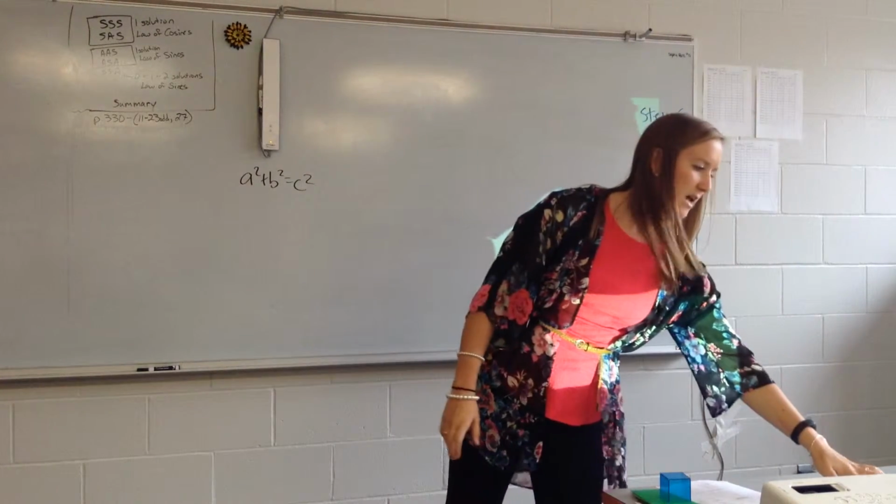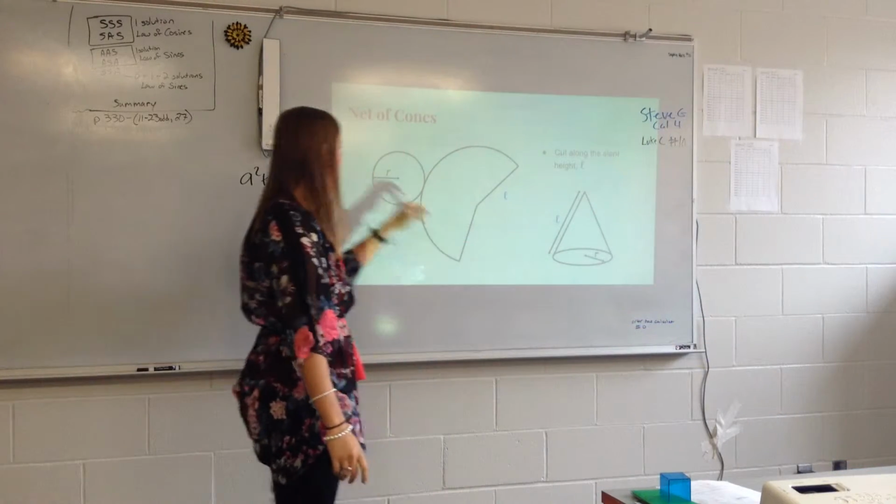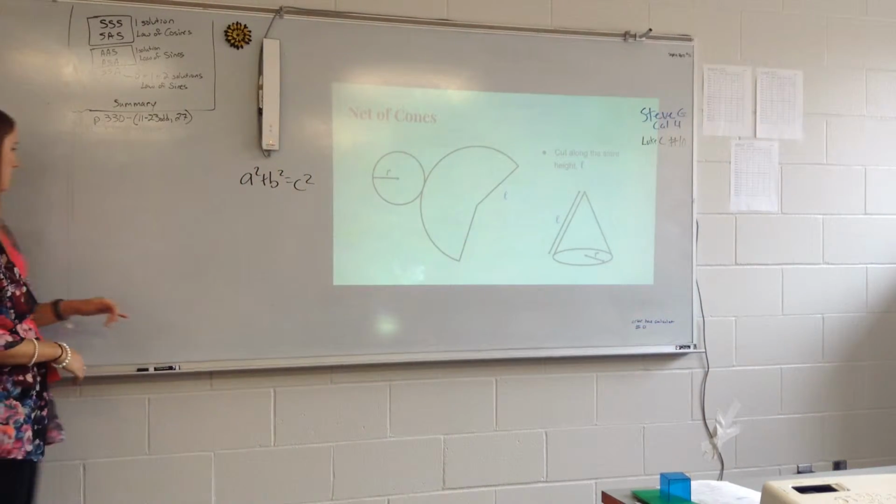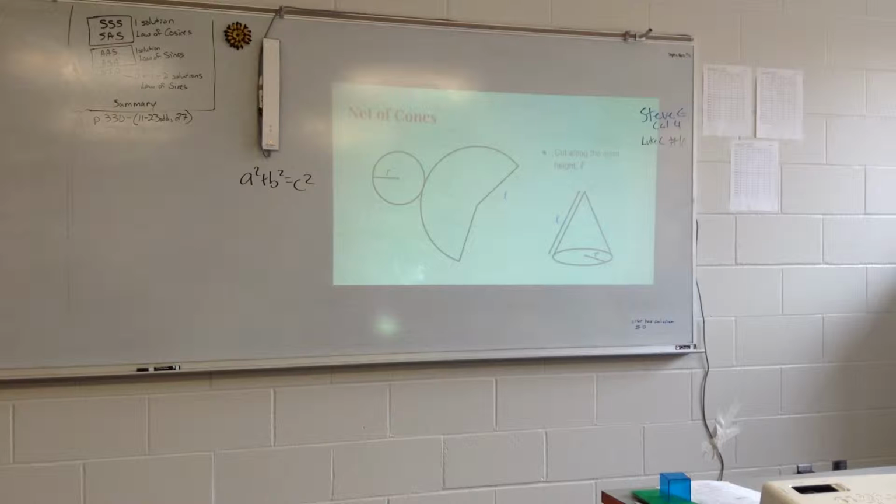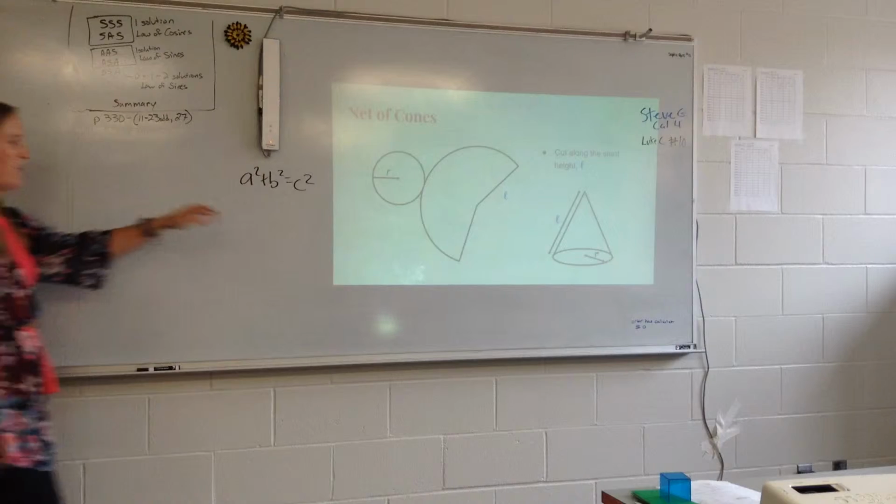If I made the net of this, what's one shape we can find the area of here? Circle. How do we find the area of the circle? Isn't it pi r squared? Perfect. Now, how do we find the area of this?